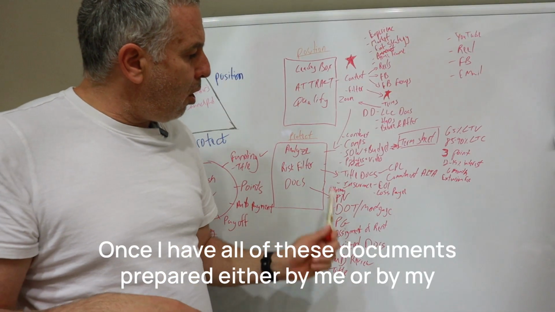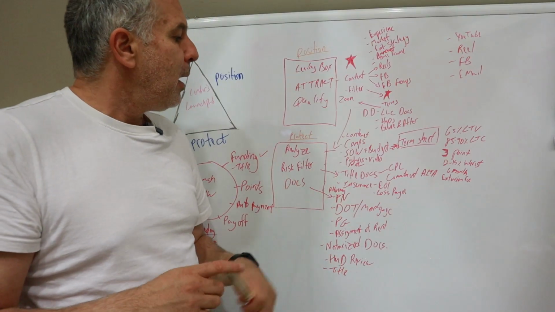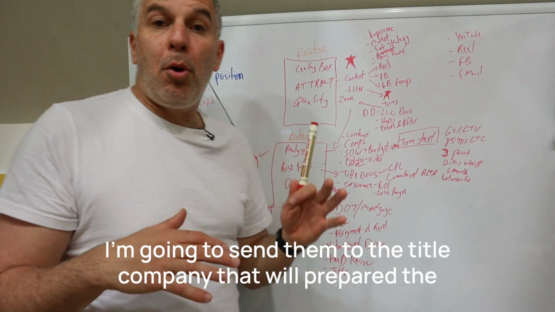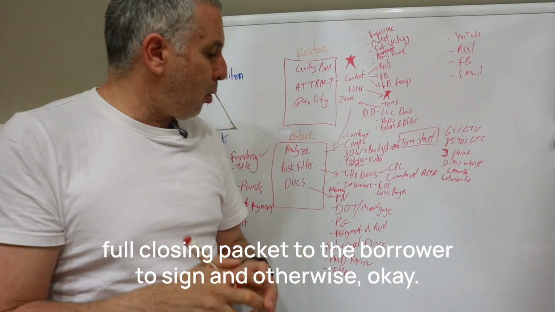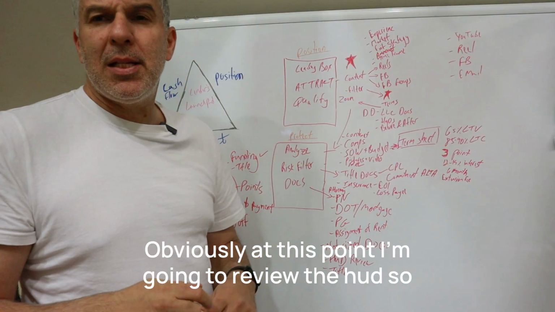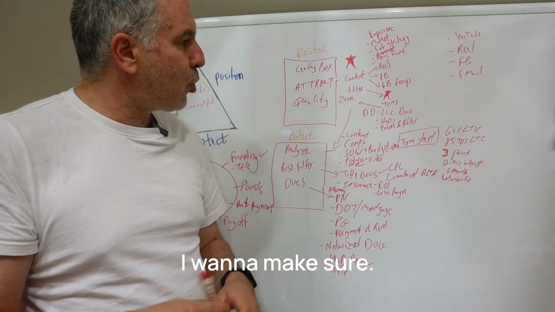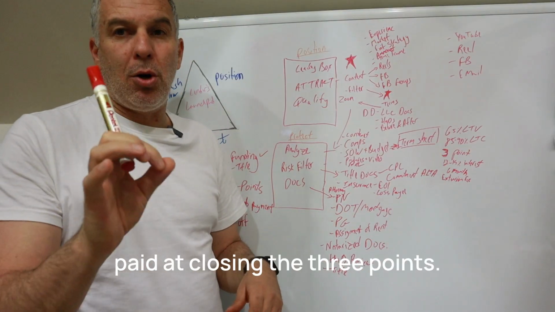Once I have all of these documents prepared, either by me or by my attorney or by my title company, I'm going to send them to the title company that will prepare the full closing packet for the borrower to sign and notarize. Obviously at this point, I'm going to review the HUD. So there will be HUD review. I want to make sure my points are collected at closing because I'm getting paid at closing the 3 points.